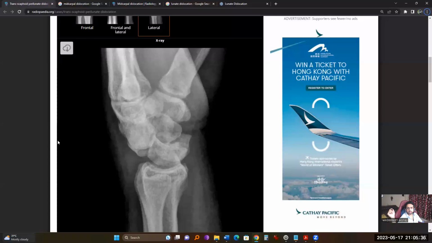So here this is the lateral view. You can see this is the lunate bone that is in contact with the radius. And above it, the capitate should have been here, but the capitate is seen over here. So it has dislocated posteriorly or dorsally. So only the capitate is dislocated, and usually it will be associated with a scaphoid fracture. So it's called a transscaphoid perilunate dislocation.